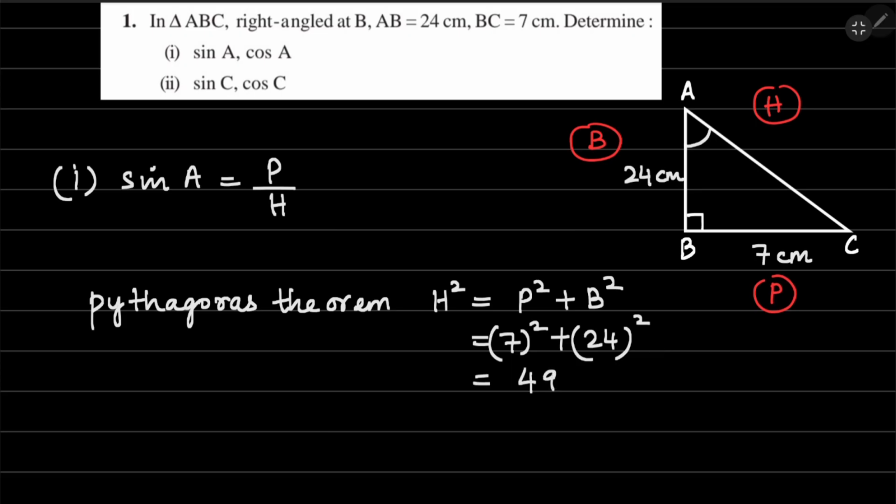So what is 7 square? 7 7s are 49 plus what is 24 square? You can multiply 24 into 24. So 4 4s are 16. Again, 576 is the answer for 24 square. Now let us add 576 plus 49. 9 plus 6, 15. 8 plus 4, 12. And then 625. So 625 is your h square.